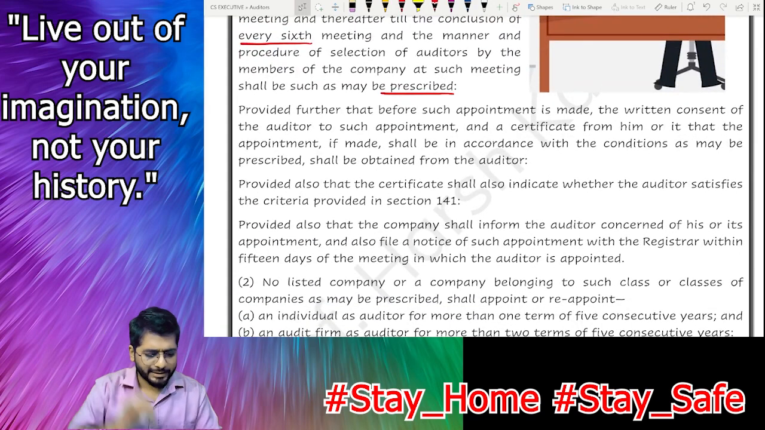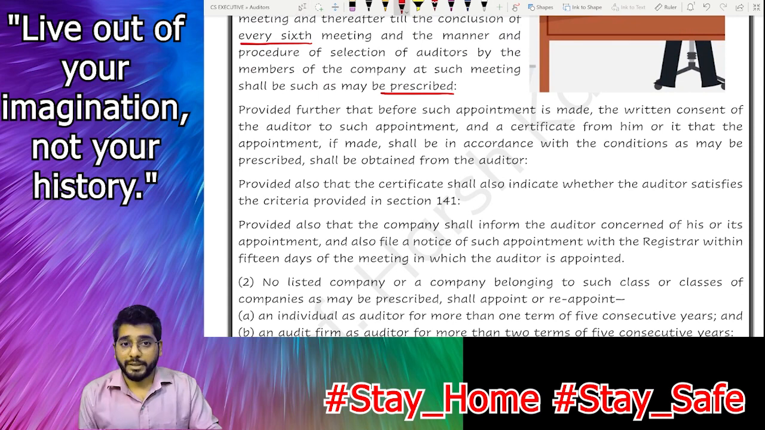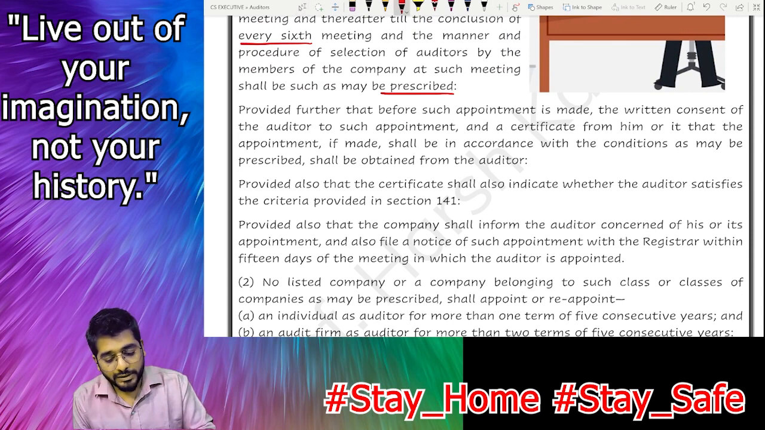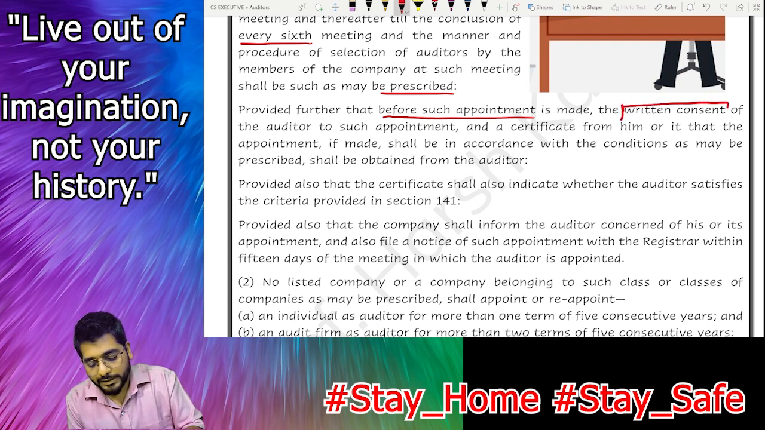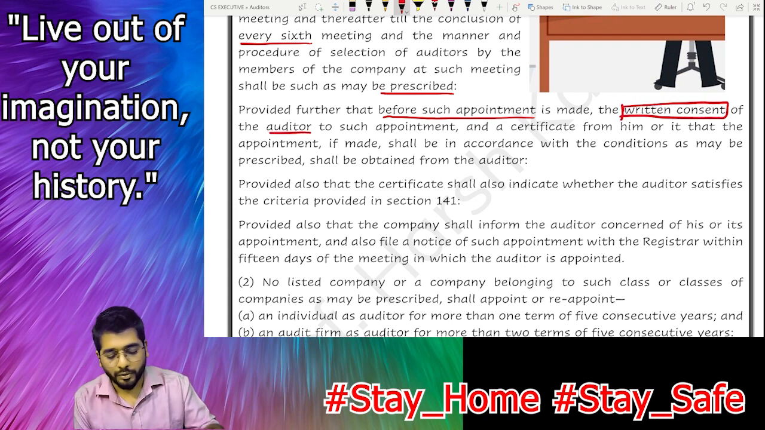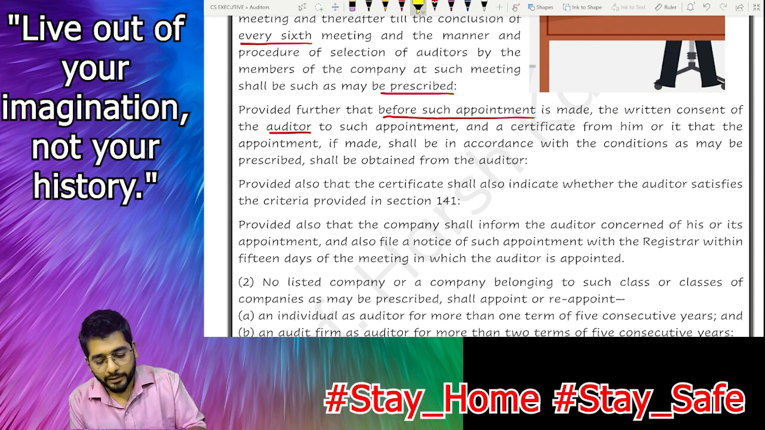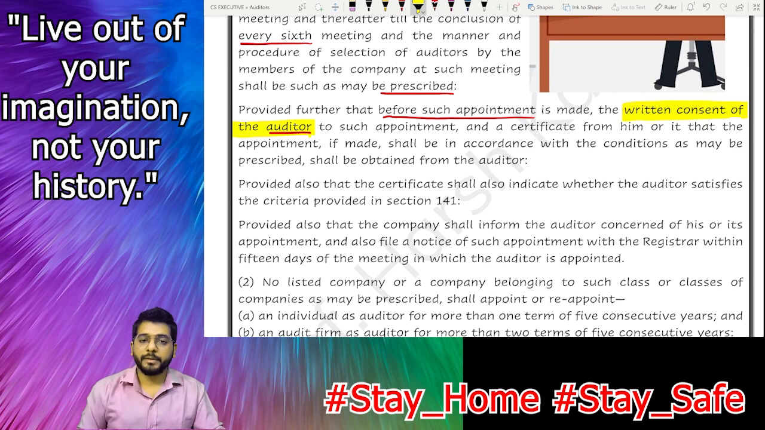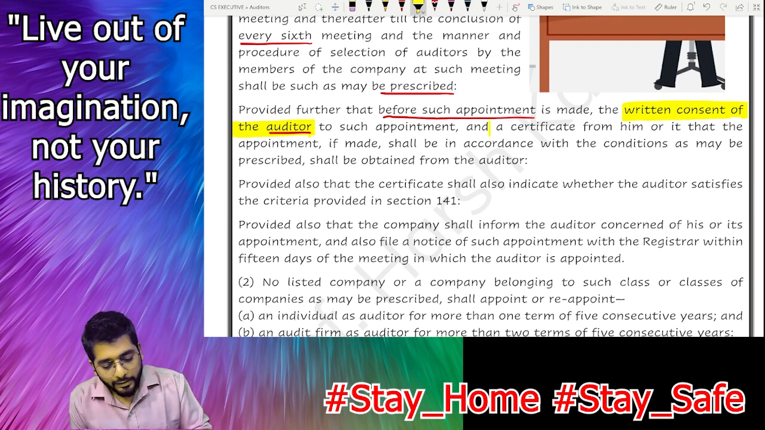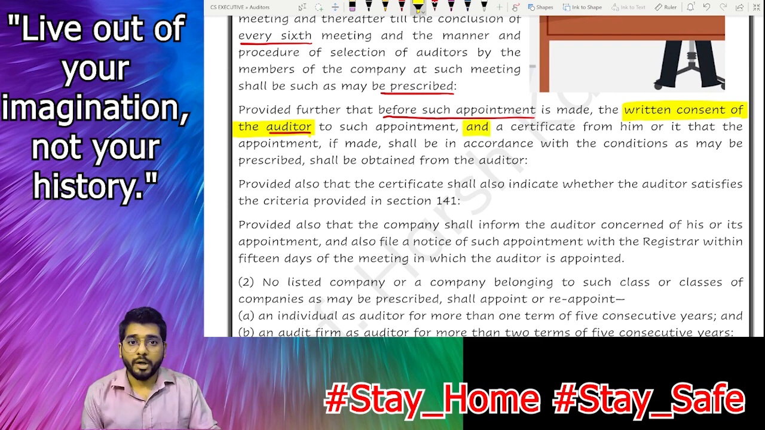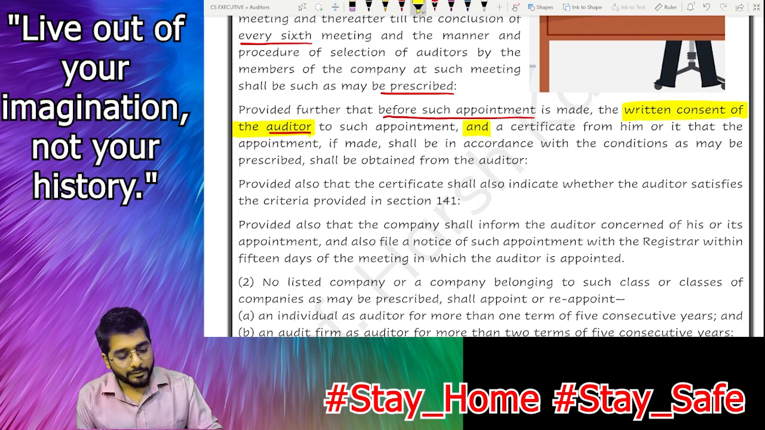Okay, relax. Provided further that before such appointment is made, you need to obtain a written consent of the auditor. Okay, so this is something we should highlight. Written consent of the auditor shall be required. Correct? And a certificate from him, that the appointment if made shall be in accordance with the conditions as prescribed, shall be obtained from the auditor.